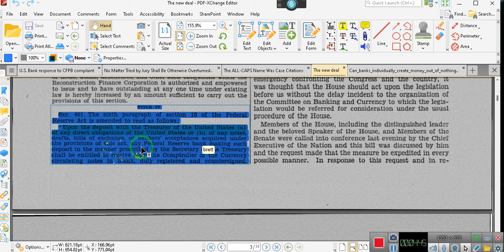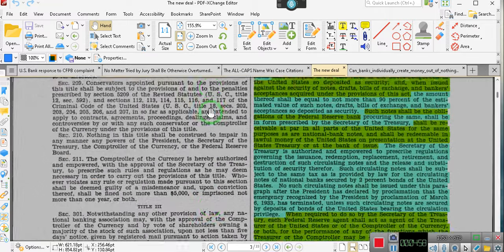Acquired under the provisions of this act, any Federal Reserve Bank making such a deposit may, in a manner prescribed by the Secretary of the Treasury. That's why you can't do that. Now, hold on now. Let's show you so that you get it.